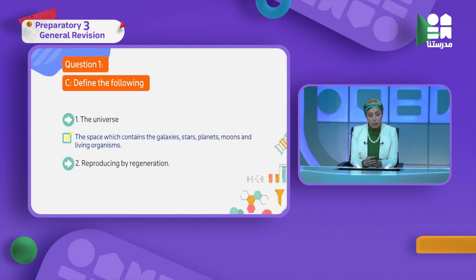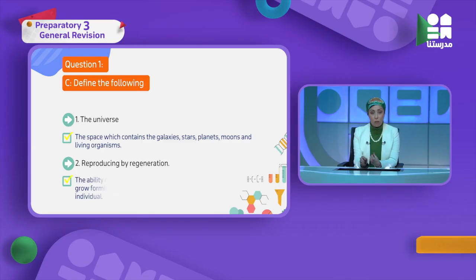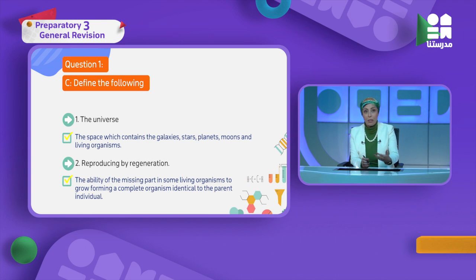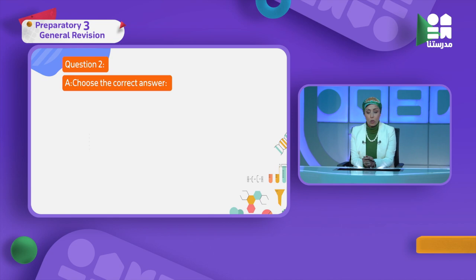What is the definition of reproduction by regeneration? I said regeneration means to compensate a missing part. So it's the ability of the missing part of living organisms to grow and be completed to form a new parent individual. So it is the ability of the missing part in the individuals to compensate or regenerate itself by asexual reproduction.